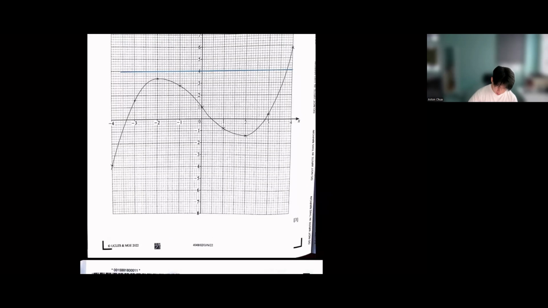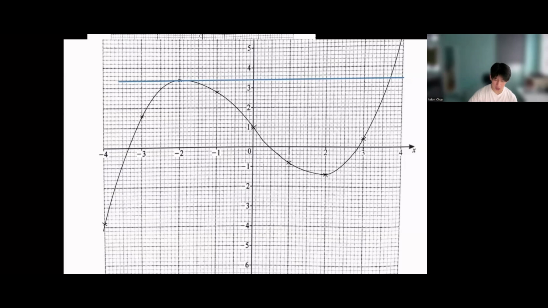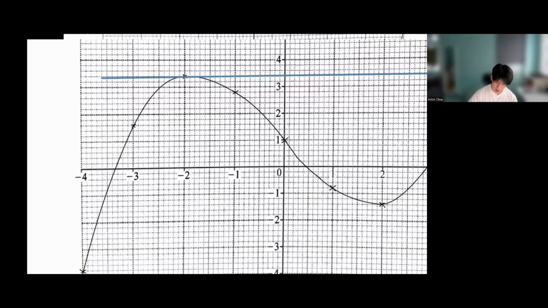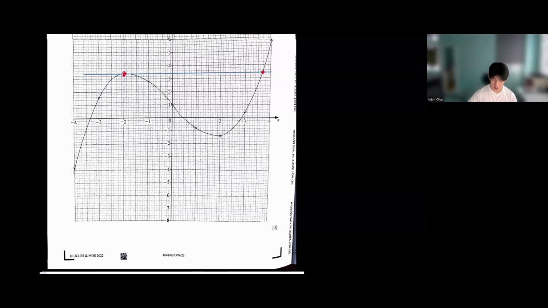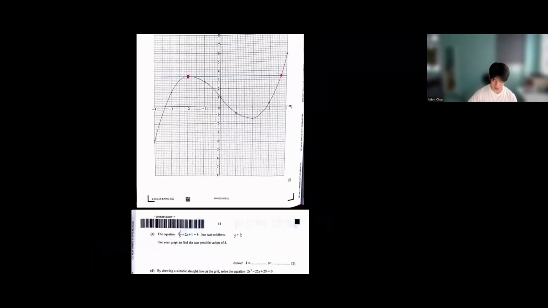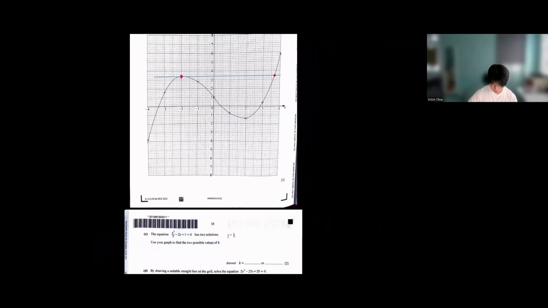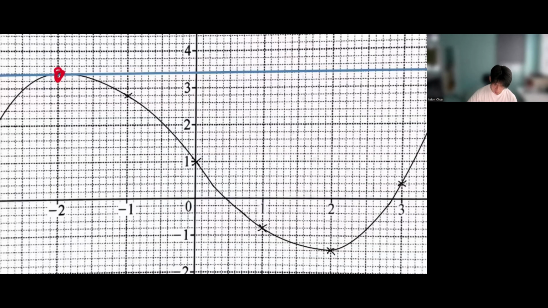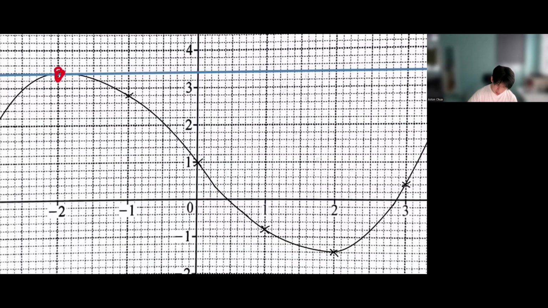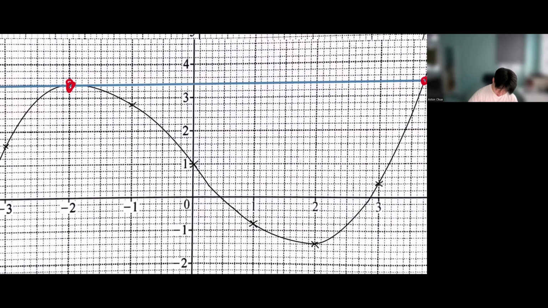But if I bring it down to this point, can you see that the line only touches the curve at 2 points? We have this point over here, as well as this point over here. So this is one of the solutions. For this, we have our solution to be y equals 3.4.